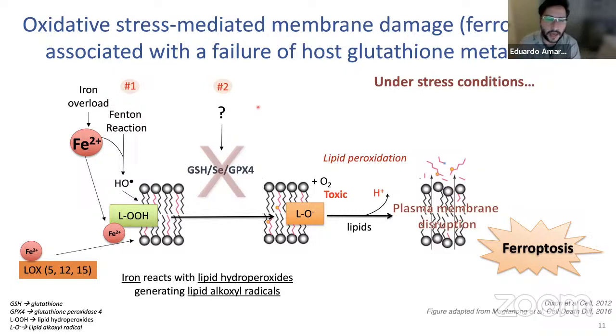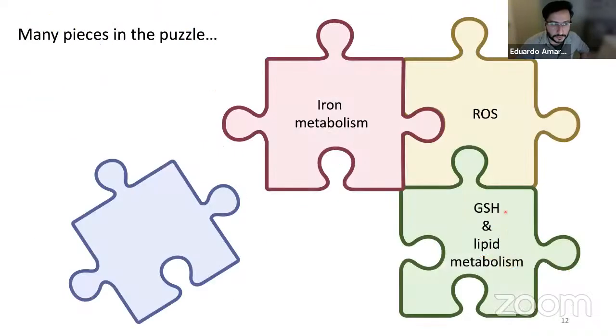The second event that happens is the depletion of glutathione and selenium, and both are important cofactors for the activity of GPX4. So as a result of this failure in host antioxidant response, our cells will accumulate the toxic form of this lipid ROS, leading to plasma membrane destabilization, and that's how cells die through ferroptosis.